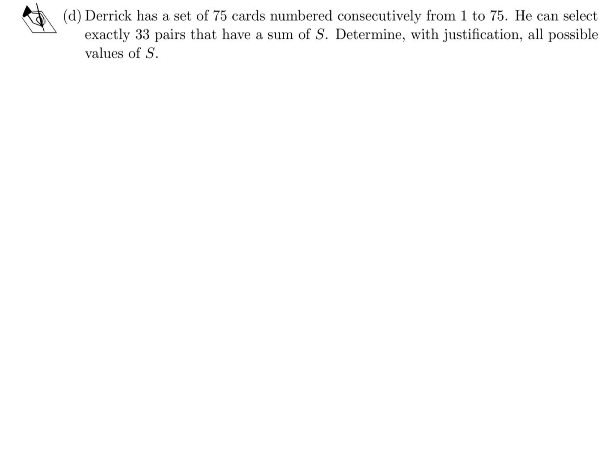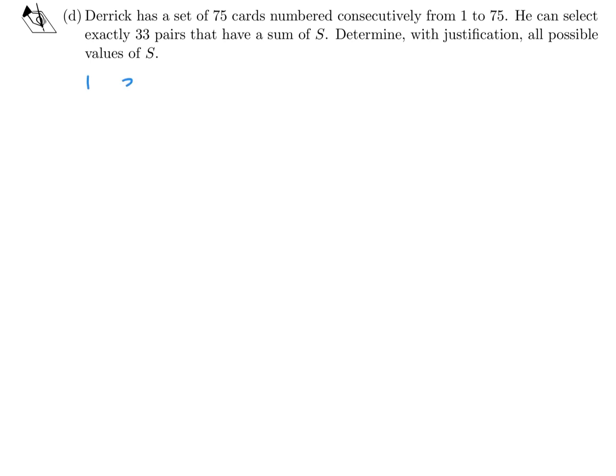Okay, now we are on 3D. Derek has a set of 75 cards that are consecutively labeled 1 through 75. Exactly 33 pairs have a sum of S. Determine all possible values of S.